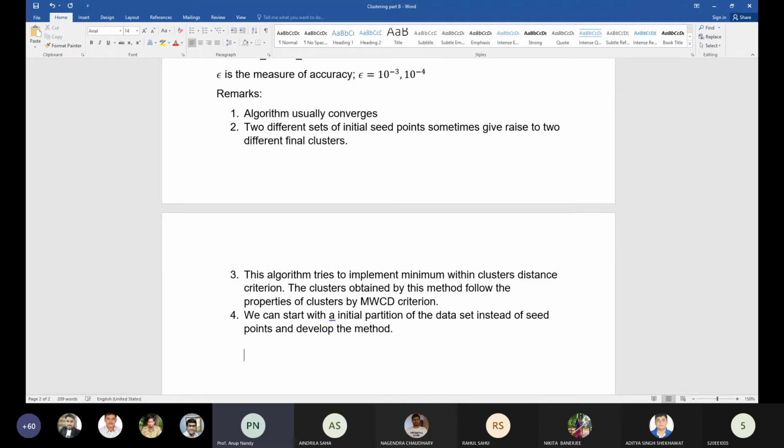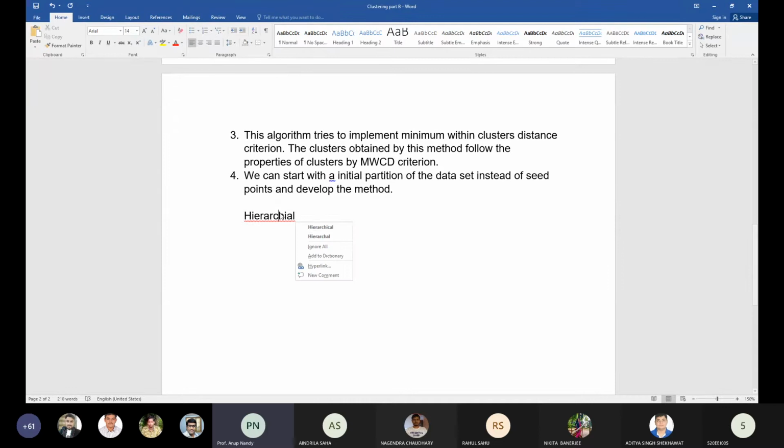Next, we have hierarchical clustering. In hierarchical clustering there is a tree structure. It has two parts: one, agglomerative, and next, divisive.